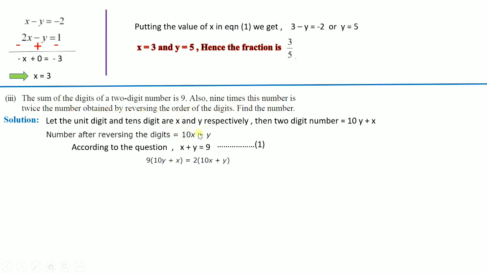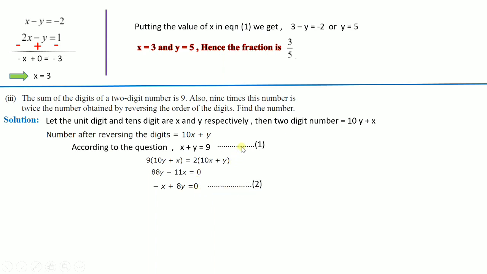What is reversing the order? This one. So 2 times this one. These are equal. Then solving it: 90y minus 20y, 9x minus 20y is equal to... minus 11x is equal to nothing on the right hand side, so this is 0. So minus 11 common, and 11 is not equal to 0, so 11 we have taken common from both of these. 11 will go outside, minus x, and from here 8y is equal to 0.